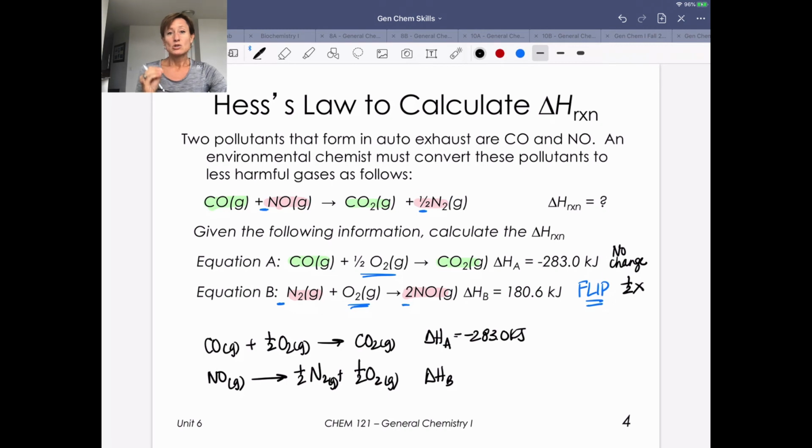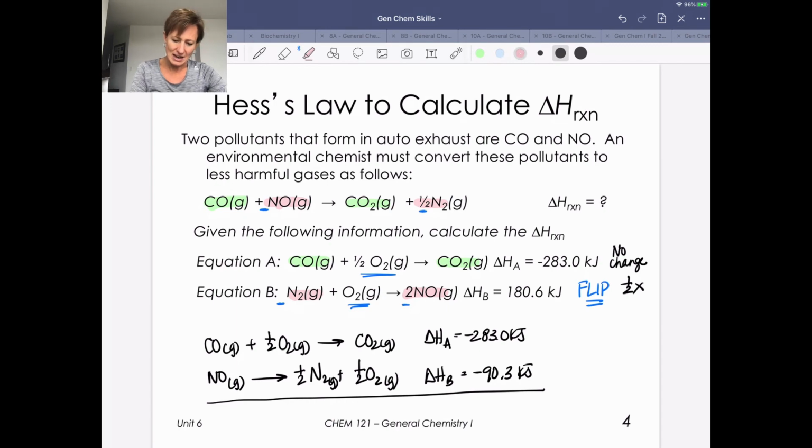and I flipped it. So how you need to manipulate the delta H value is you need to scale that down by half, and because we flipped the equation, we changed the sign. So it was positive 180.6, now it's going to become negative 90.3 kilojoules. Okay? So the same thing that we needed to do to our equation here, we needed to do to the delta H value. So this flipping part is why that's now a negative. This changing by 1/2 is why this is now half of what it was.